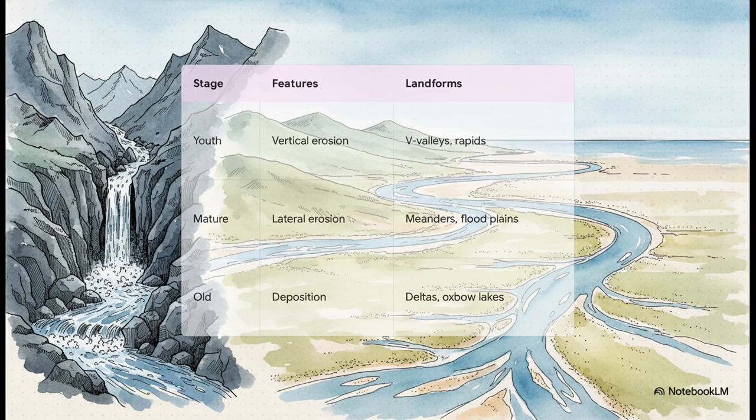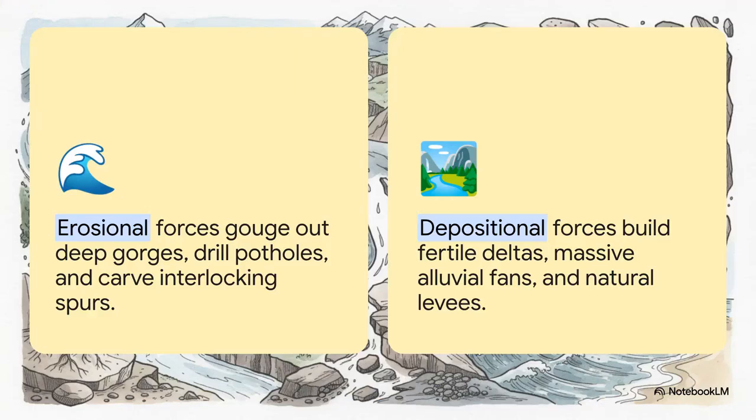Finally, in its old stage, the river gets slow. It literally lacks the energy to carry heavy materials anymore, so it drops its cargo, relying on deposition to form wide floodplains and massive deltas right before it finally meets the sea. Which brings us to a super important point. Our fluvial sculptor has 2 totally distinct personalities.